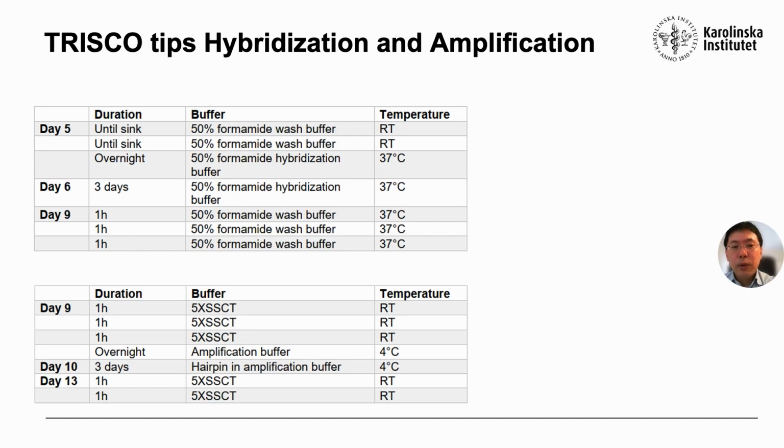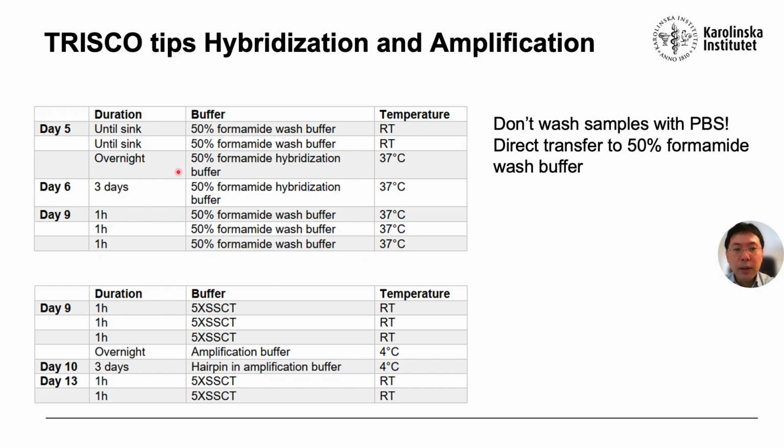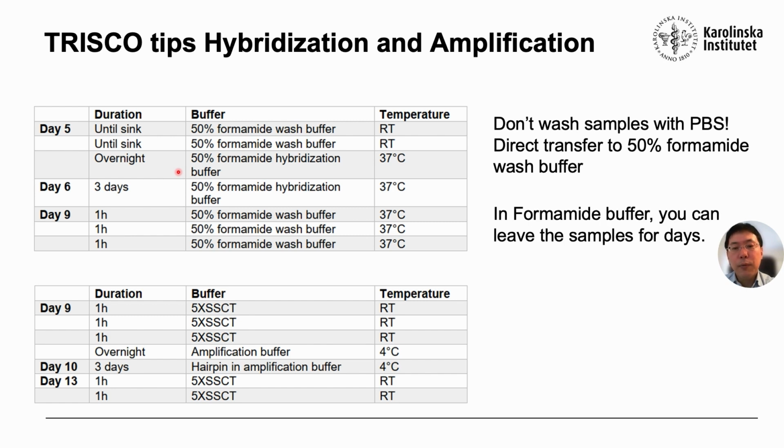Next, I'll walk you through the hybridization and amplification steps of the TRISCO protocol. On day 5, we wash the sample in 50% formamide wash buffer and incubate it overnight in hybridization buffer. This is a blocking step. There is no need to rehydrate the sample with PBS beforehand. If your schedule is tight, you can leave the sample in formamide buffer for a few days. It won't affect RNA detection.